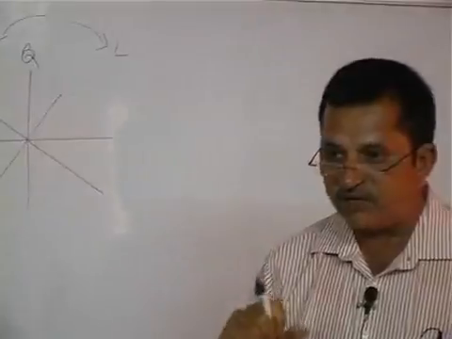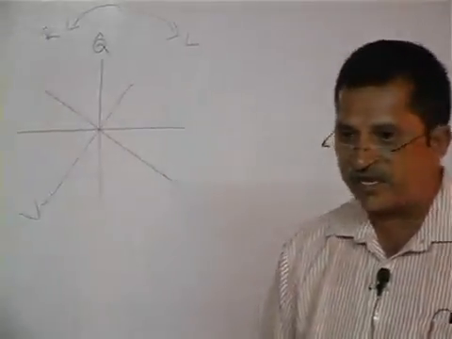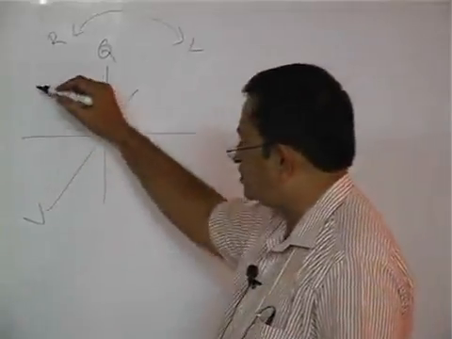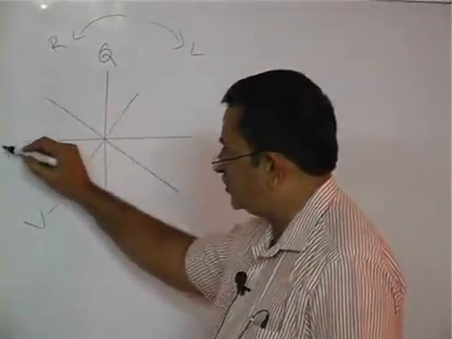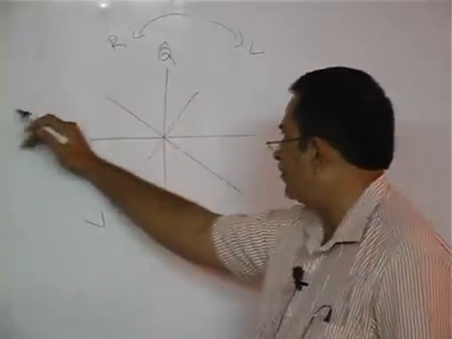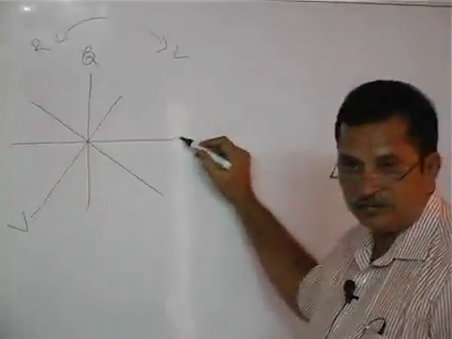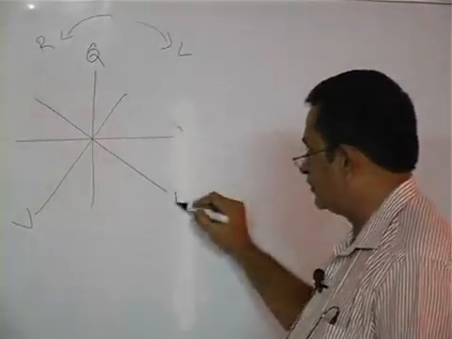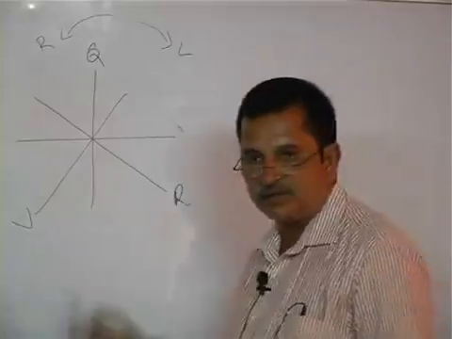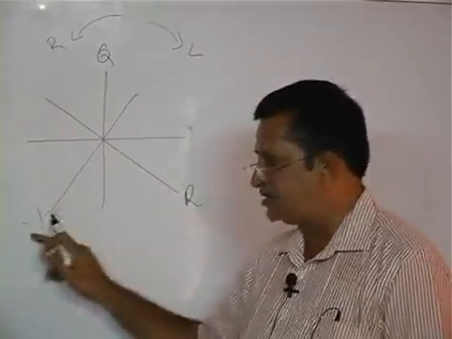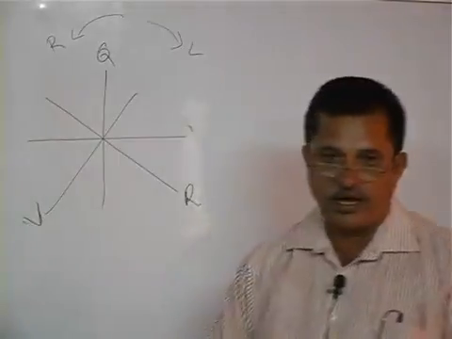Who is second to the left of R? V is second to the left of R. Second to the left of R means where? Here. V is second to the left of R: first, second.